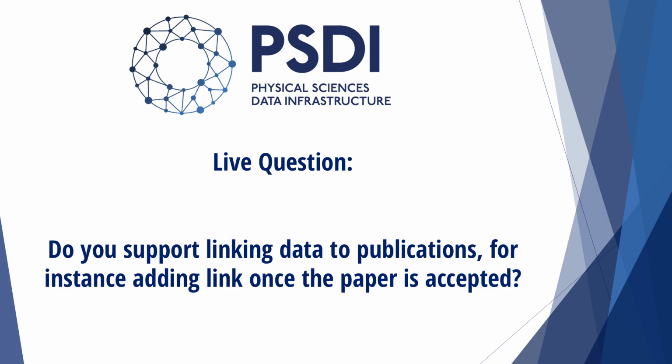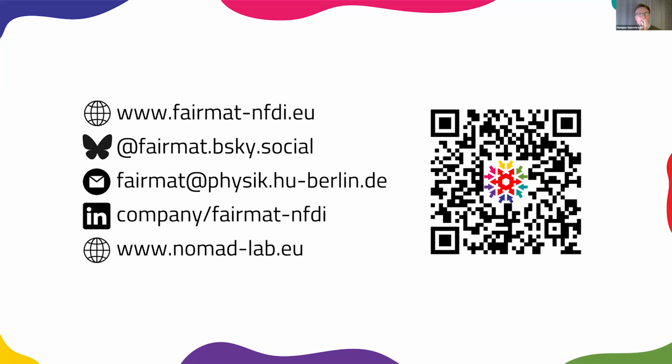Do you support linking data to publications? For instance, adding a link to a paper once the paper is accepted. So you can publish with an embargo period, and then you could reference that. As far as I know, there's no automation that goes and checks as soon as the paper is published and makes this public as well. For now, you would still have to go back to your upload and click it as published or visible once the paper is published. That's maybe something we could think about.